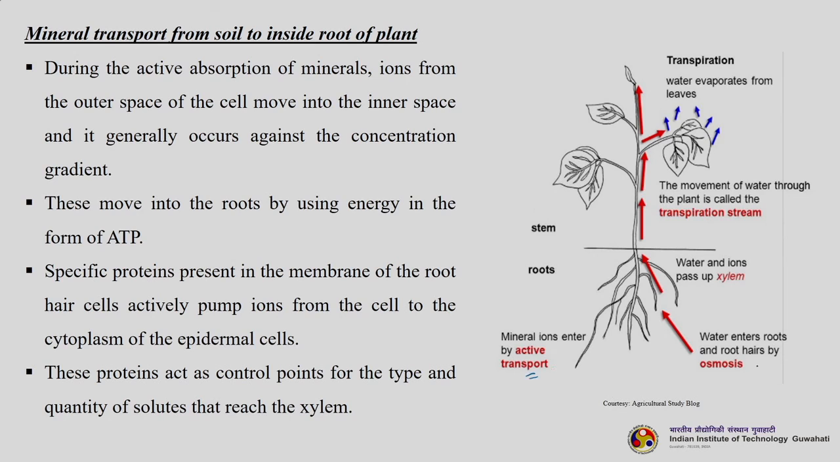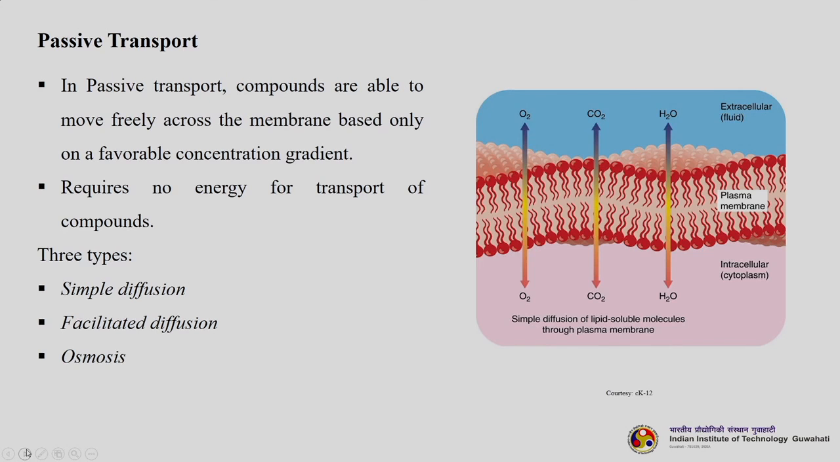Okay, water enters the roots and root hair by osmosis. Water and ions pass up through xylem, and then transpiration and all these things happen. So, now we have understood what is active transport. Now, let us discuss what is passive transport.